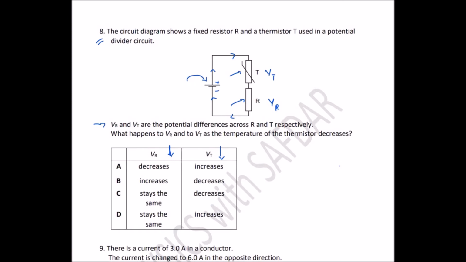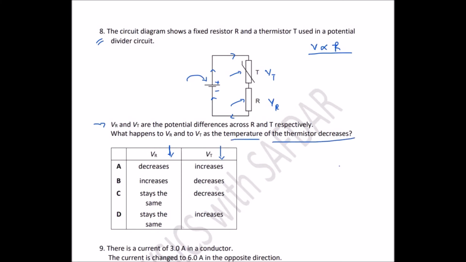In series circuit, voltage drop across a component is proportional to its resistance. This is a very important point to solve this question. In series circuit, voltage drop across a component depends upon resistance. Look at the last line.